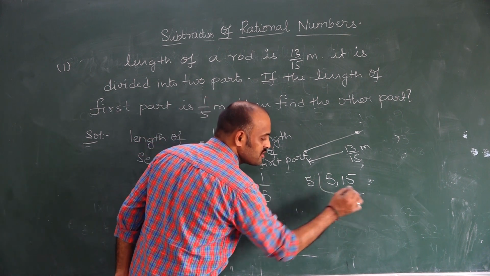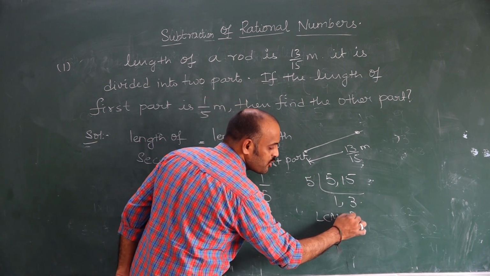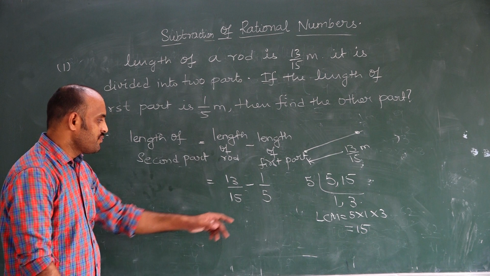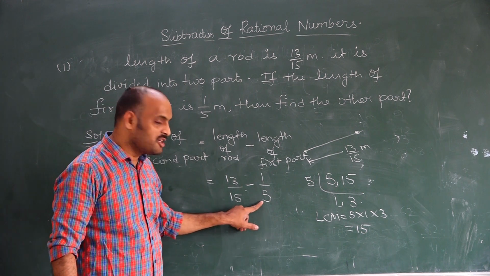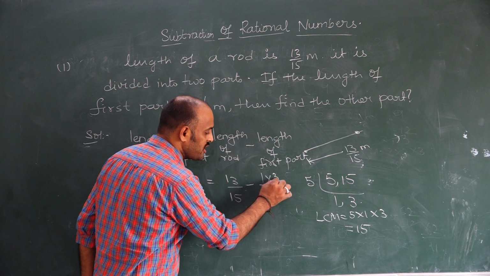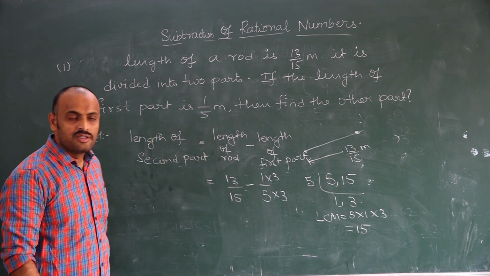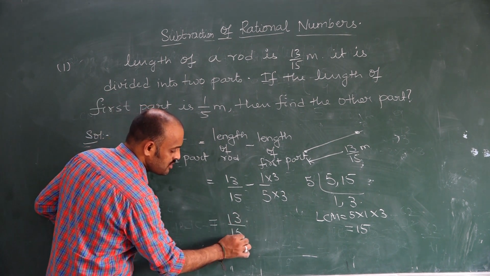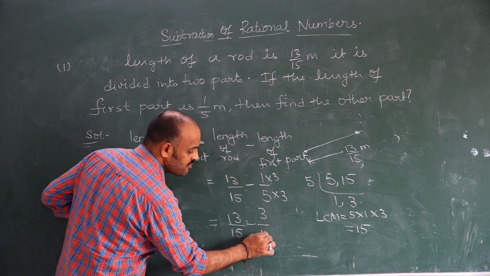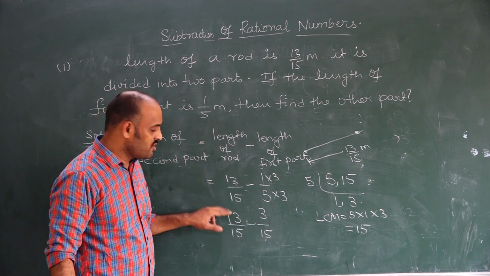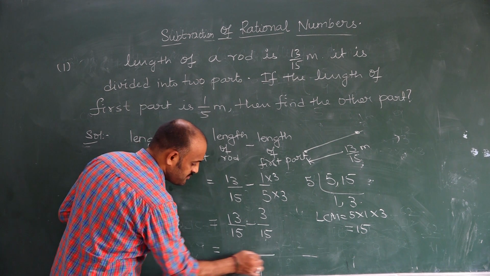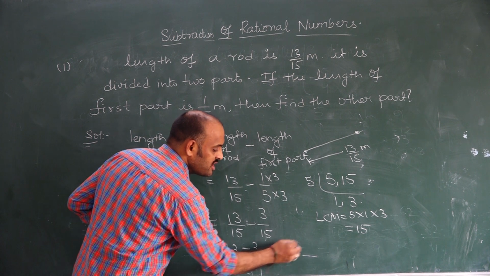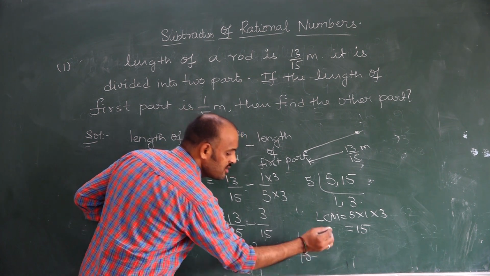5 ones, 5 threes. LCM is the product of the factors. 5 into 1 into 3, 15. So already here the denominator is 15, but here the denominator is 5. So multiply both numerator and denominator with 3 so as to make the denominator the same. 13 by 15 minus 3 by 15. As the denominator is the same, we can subtract the numerators. 13 minus 3, 10. So 10 by 15.